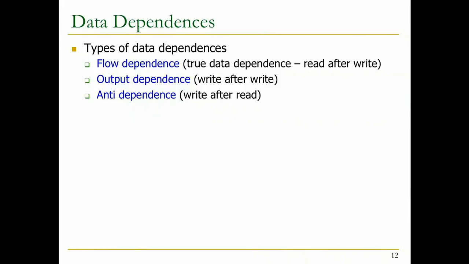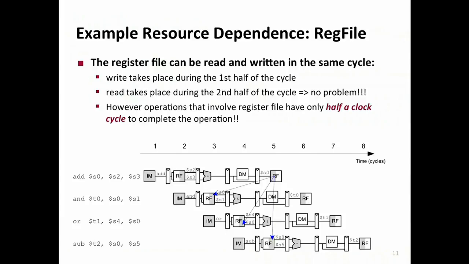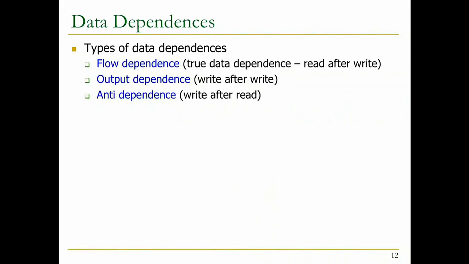When we talk about memories, we can go into more of that. This is an example of resource dependence, basically. You need to ensure that the stage that writes and the stage that reads don't conflict with each other. And one way of handling it is this way. You can be more creative, have 2 ports. So let's talk about data dependencies.